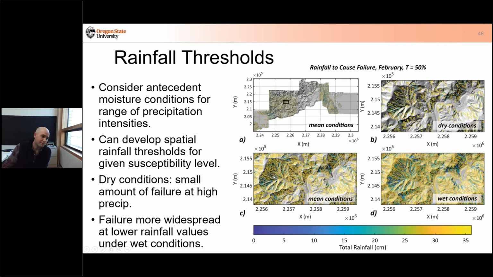Under mean conditions, we start to see a change, and particularly under wet conditions. Areas that were once yellow, high rainfall, start to turn green and blue, meaning that you need less rain to kick off landslides, and that the rainfall thresholds that we often consider vary based on topography, landform, strength, all these things.